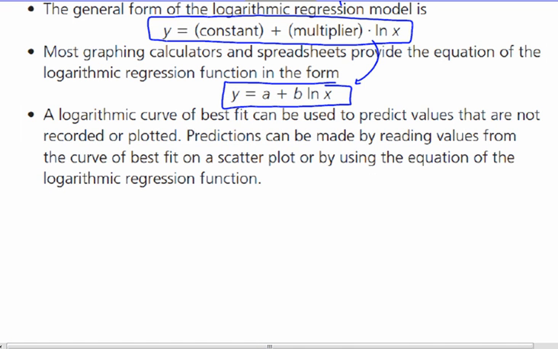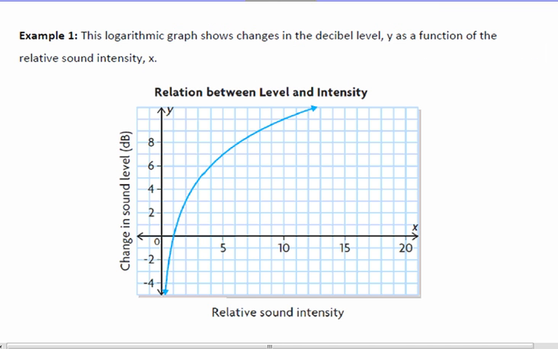Just love logs. So we can also do a curve of best fit. So when it says estimate, really the regression is the estimate. The regression equation is the estimate. Okay, so this is a log graph showing changes in the decibel level.